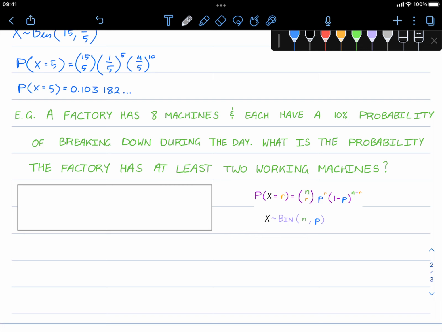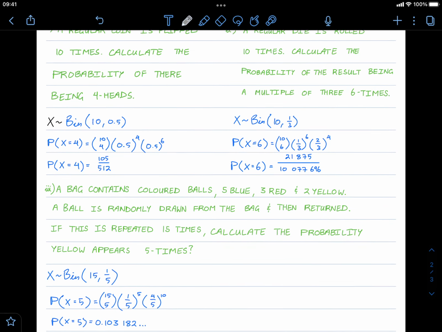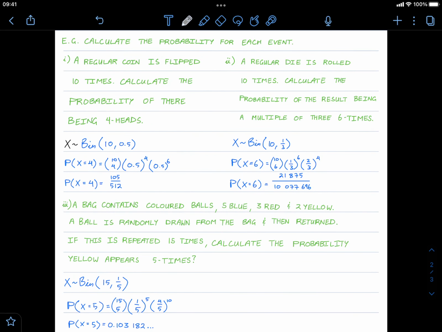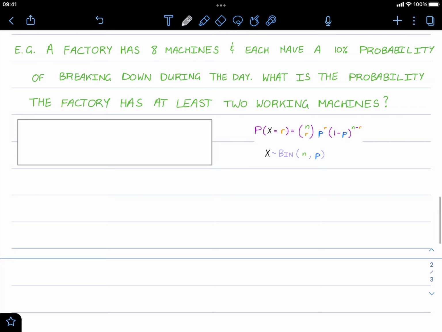Hello class, this is a continuation on the application of the binomial probability distribution formula. In the previous video we saw three applications of how we might think of the application. In this video we're going to take a look at a slightly different way which we can think about these applications. Okay, let's get straight to it.